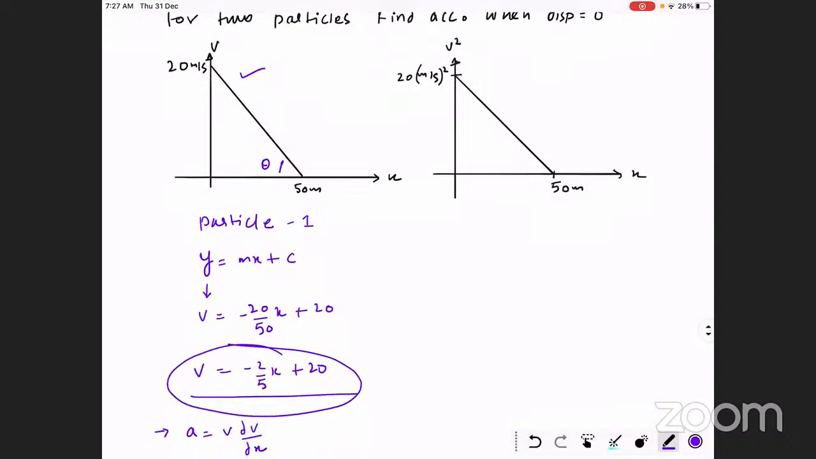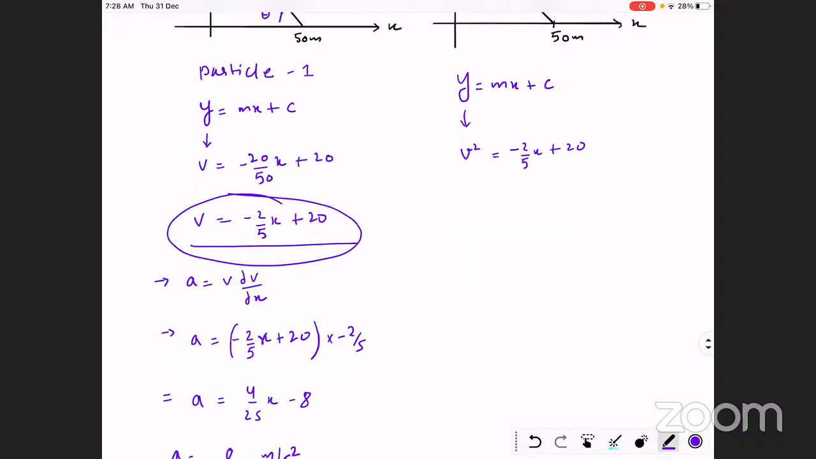अब मजा आने वाला है. इसको कैसे करोगे? How will you do this? Again, the equation of graph. Okay, let's make equation again. Y is equal to mx plus c. At the place of y, you will write v square this time. Am I right? And the slope is again minus 2 by 5x plus 20. देखो अभी कितना आता है. Differentiate both the side with respect to x.